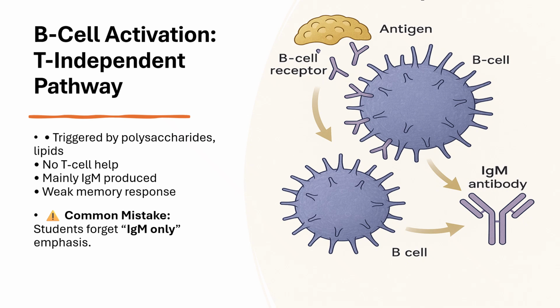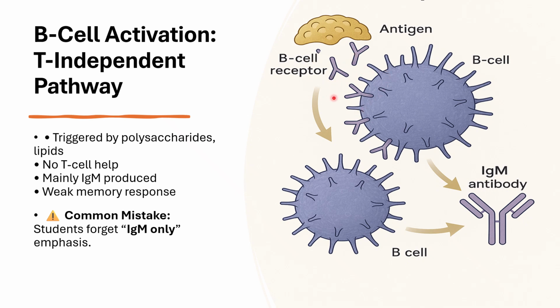Now let's look at the more straightforward, faster pathway. The T-independent response is what happens when a B cell encounters an antigen lacking a protein component, like a polysaccharide capsule or specific lipid-rich bacterial structures. These antigens have repeating molecular patterns on their surface. As a result, they can pull together and cross-link many B cell receptors simultaneously.